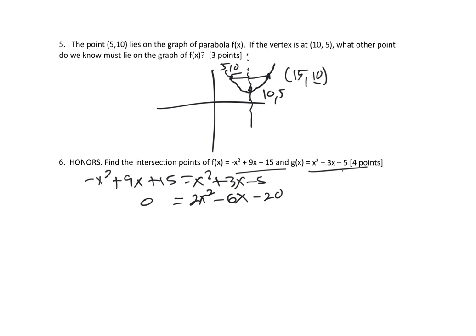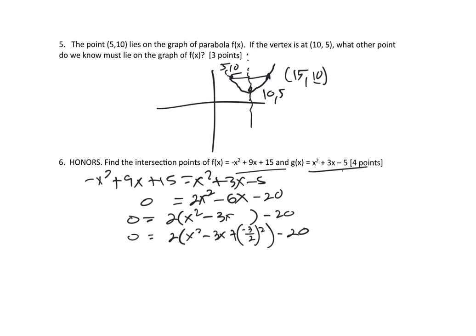All right, so now we're going to say 0 equals, and we're going to factor out 2 from x squared minus 3x minus 20. We're going to have 0 equals 2 times x squared minus 3x plus negative 3 over 2 squared, again half of the negative 3, squared, minus 20. But since we're adding something inside here, we're going to have to add it over here as well. So we're going to add 2 times negative 3 halves squared. Okay, so now we're going to keep working this out.